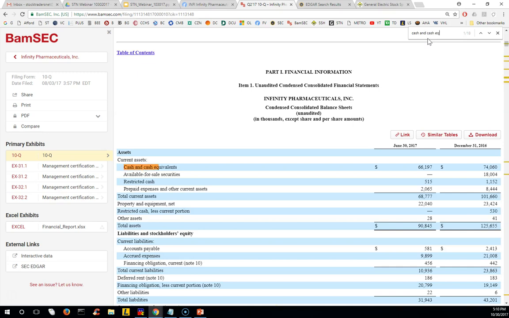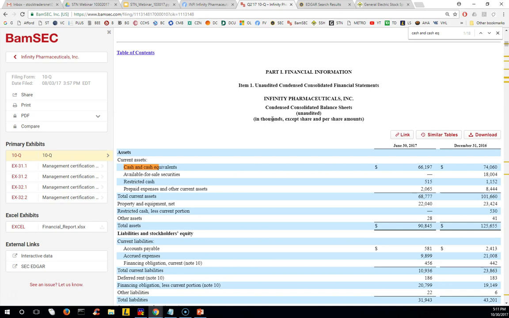It brings up this box here, and I'm going to be typing in for my first search cash and cash equivalents, right? So it brings me right to the condensed consolidated balance sheet, and I know that this data is accurate as of June 30th, 2017. It's listed there, but it's also the quarterly report. So I take a look quickly at the cash and cash equivalents. It's 66,197, but you'll notice this is in thousands, right? And that's very common across many different companies.